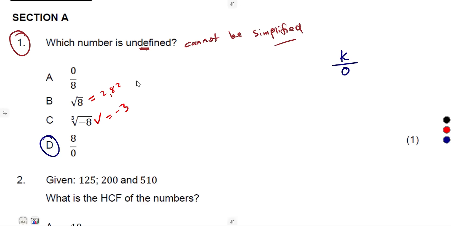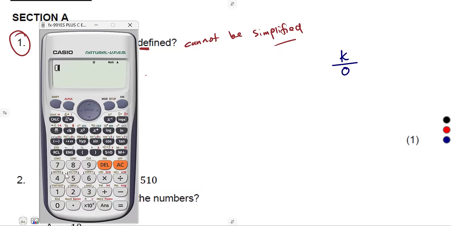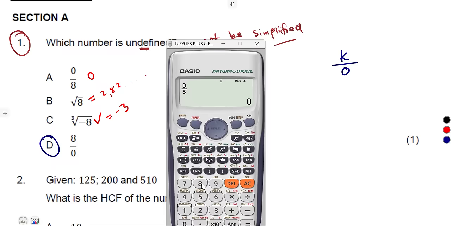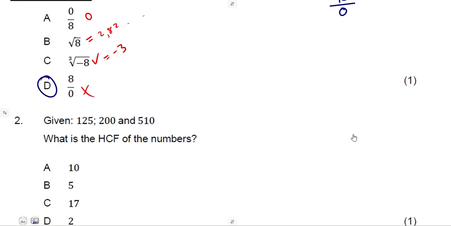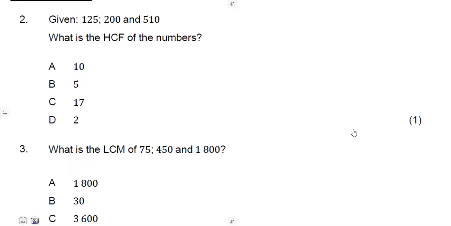We can simplify this. 0 divided by 8, that's a 0. We can simplify this from our calculator. That's 0 over 8. This can be simplified, which is a 0. But if we look into the last one, 8 over 0 like this cannot be simplified. So that is what we are having without wasting our time. So that is it on question number 2.